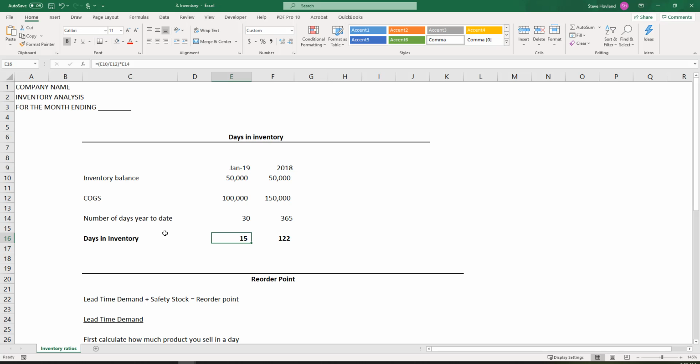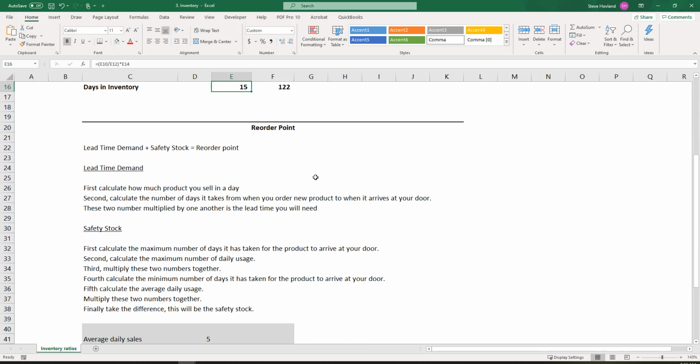Always round your days in inventory to the nearest whole number. Don't do the 0.3, 0.4. That's not going to tell you anything. So always round up. In this case, it's saying approximately 15 days worth of inventory in here. Now again, we have to look and see, is that reasonable for our industry or what we're working on.